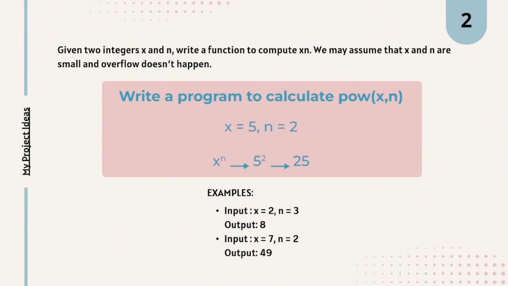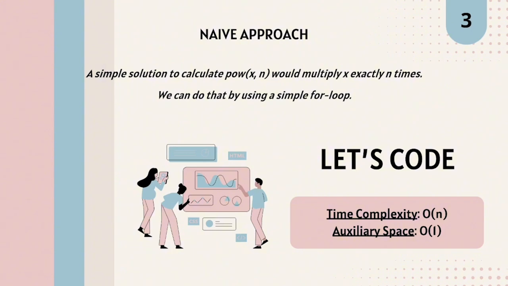Suppose x is equal to 5, n is equal to 2. So x power n, that is 5 power 2, will be 25. Simple, easy. Other examples: x is equal to 2 and n is equal to 3, so 2 to the power 3 is 8. 7 to the power 2 is 49. Easy peasy. Now, how do we code it?